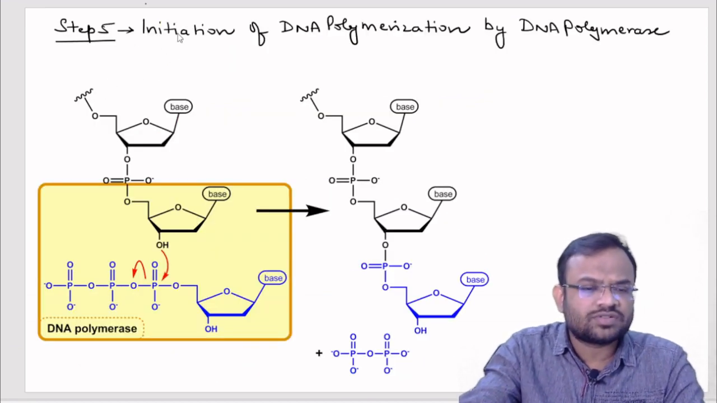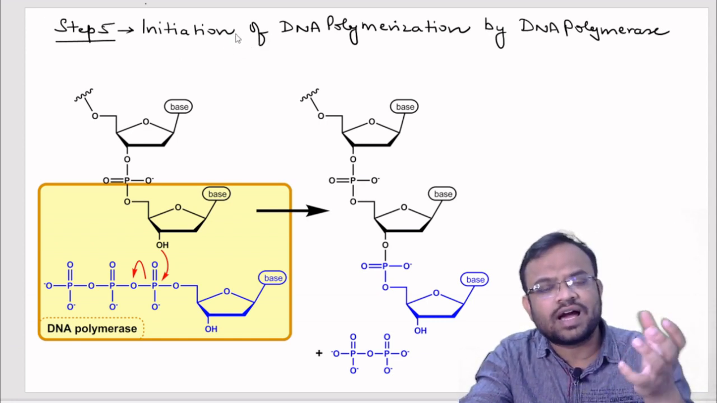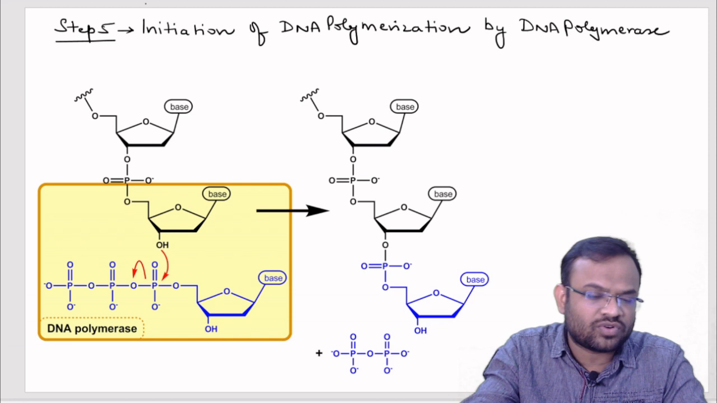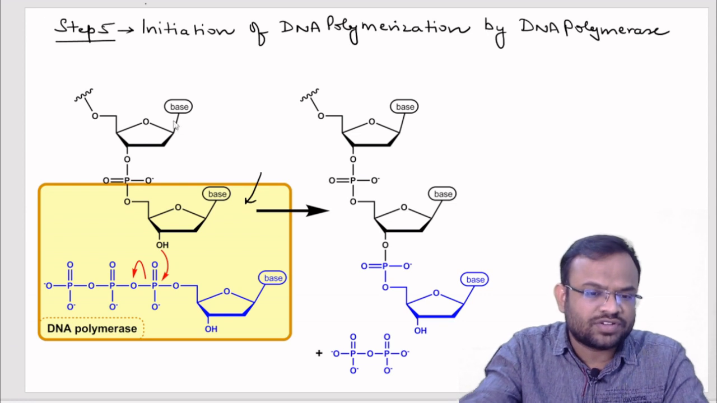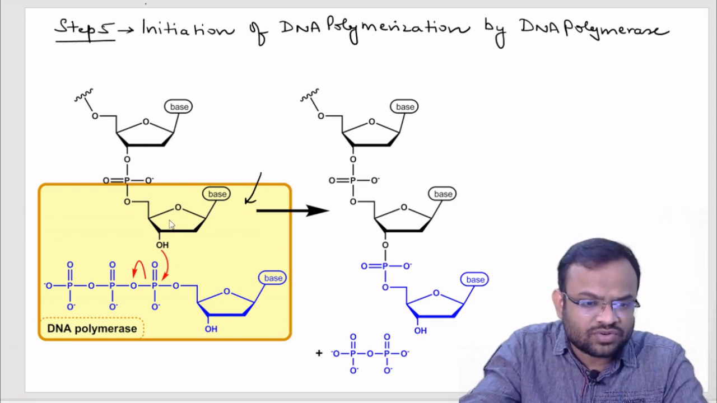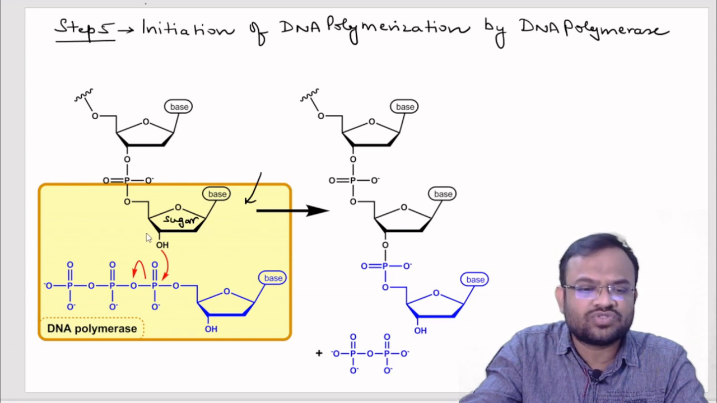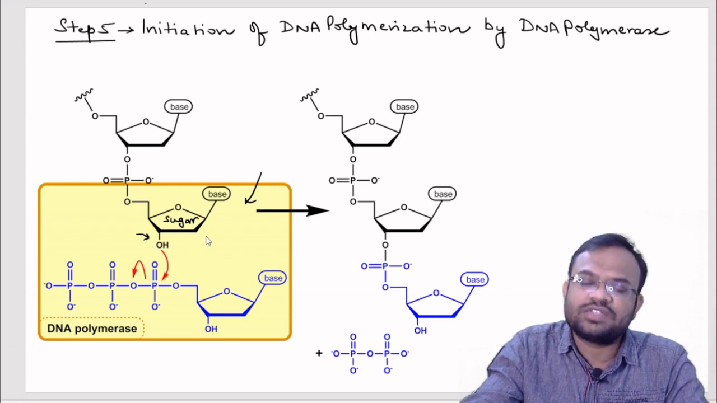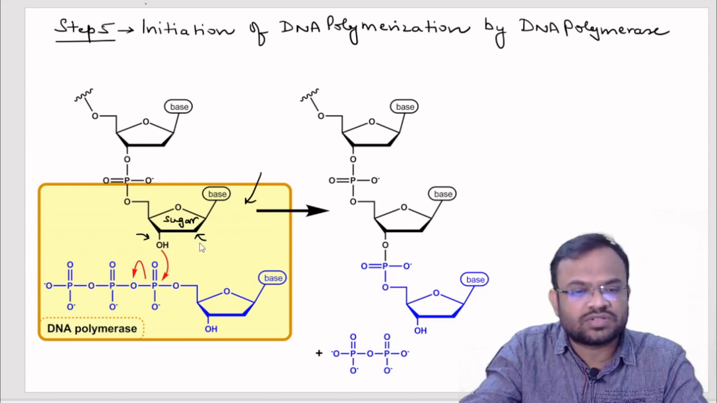Okay, so now let us talk about the initiation of DNA polymerization by DNA polymerase. How does the initiation basically start? Look at this photograph. Now you can see I'm focusing upon the highlighted region. You can see that this is a sugar, and this is a DNA sugar, deoxyribose sugar. Why am I saying that this is a deoxyribose sugar? Because in the deoxyribose sugar only the 3' position has OH. Otherwise, if it was a ribose sugar, then the 2' position would also have a hydroxyl group.